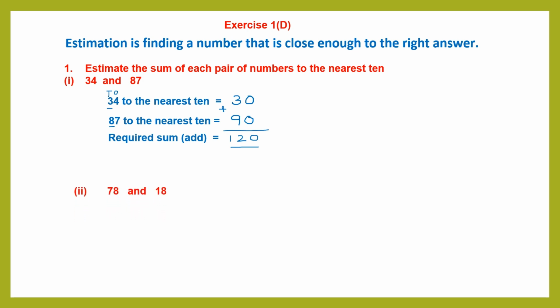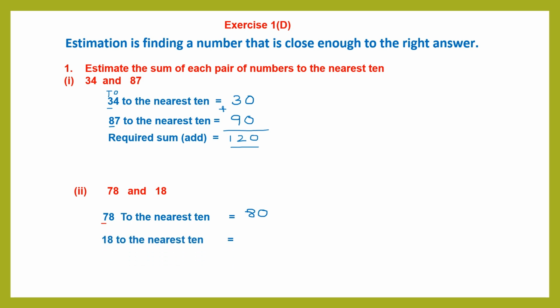Question 2. The second pair of numbers is 78 and 18. So first step, let's find the rounding off 78 to the nearest 10, what the answer is. So here again, we are going to underline the digit in the tens place. Look at the digit to its right. It's more than 5. So 7 will change to 8.